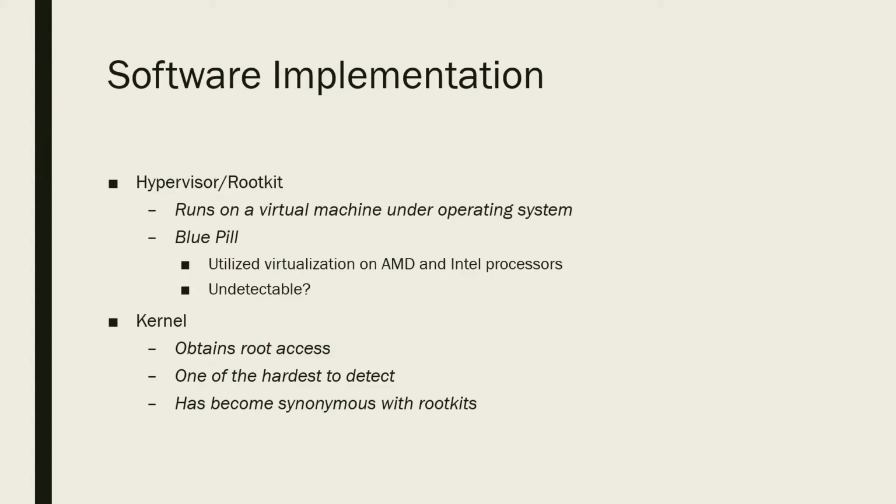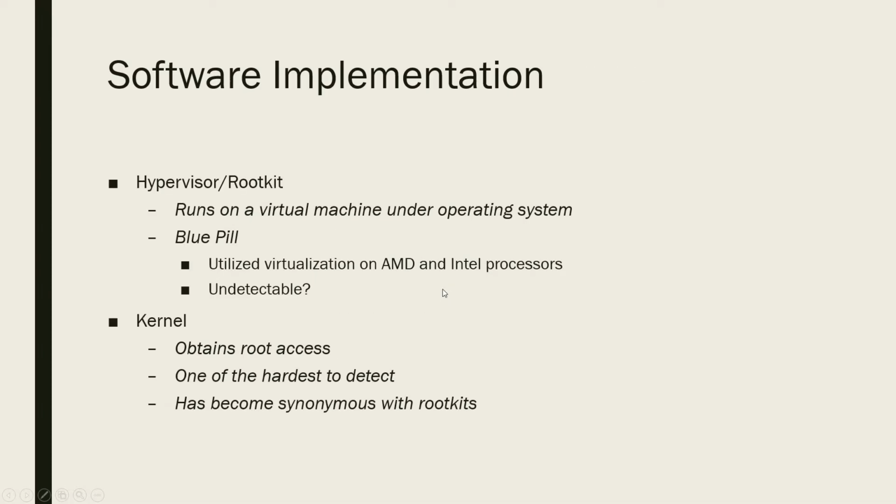When it first came out, the creator specifically said that it was undetectable, but that's been refuted by multiple sources since then. It was debuted at Black Hat in 2006. It uses the virtualization of AMD and Intel processors to run kind of hidden, in quotes, from any known method.